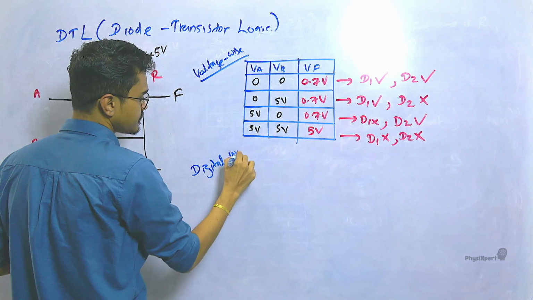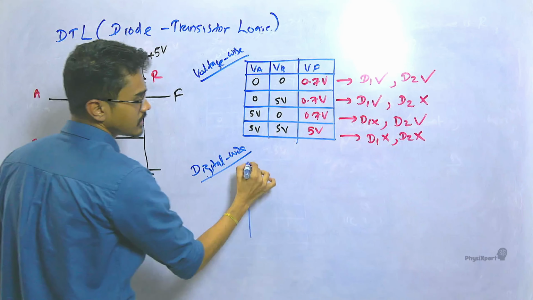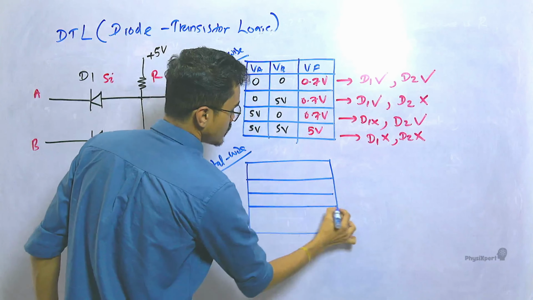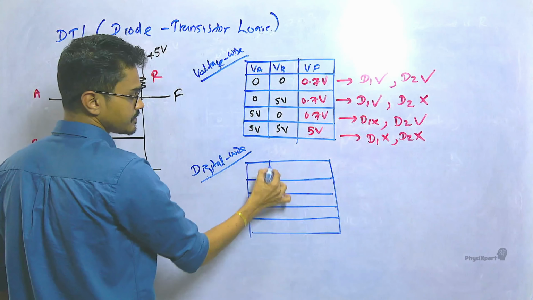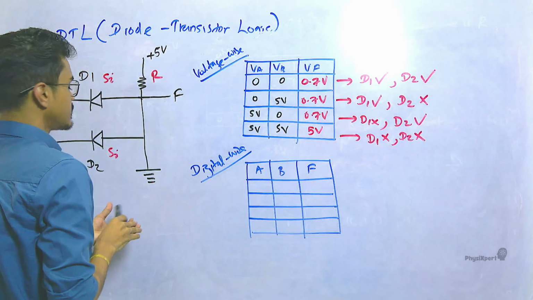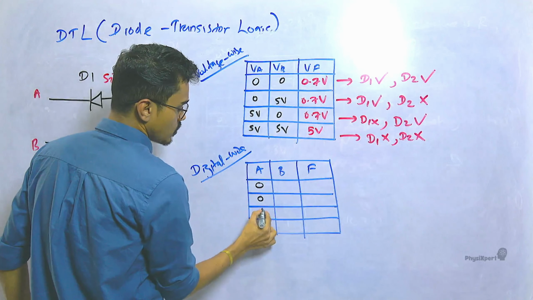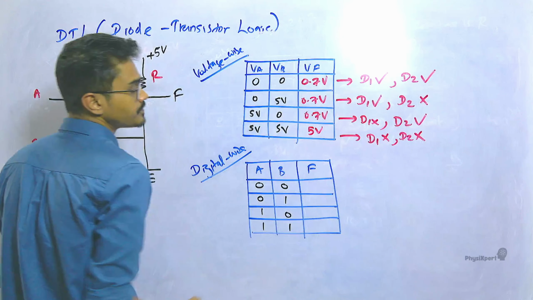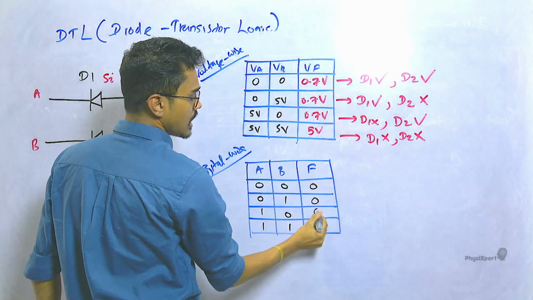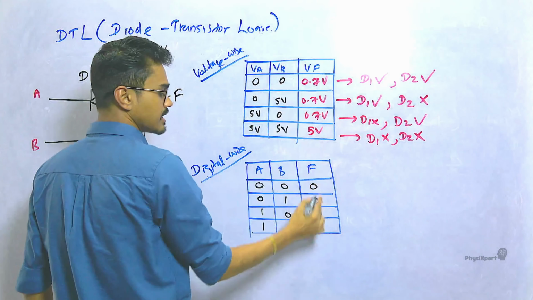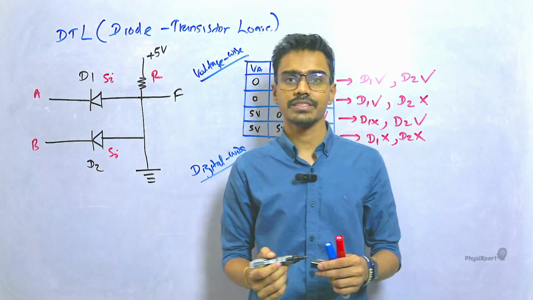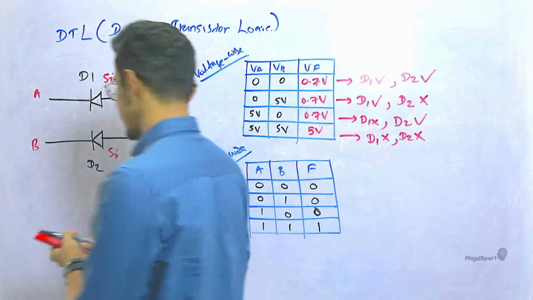Now, if I convert these voltage values to digital values, again you are getting a familiar circuit, a familiar truth table, if this is converted into binaries. A, B, and F: 0, 0, 1, 1, and 0, 1, 0, 1. Then the lower value is considered to be 0, and the higher value of the set is considered to be 1. F is 0, 0, 0, 1, which means this is exactly the truth table of an AND gate. So this is an AND gate.